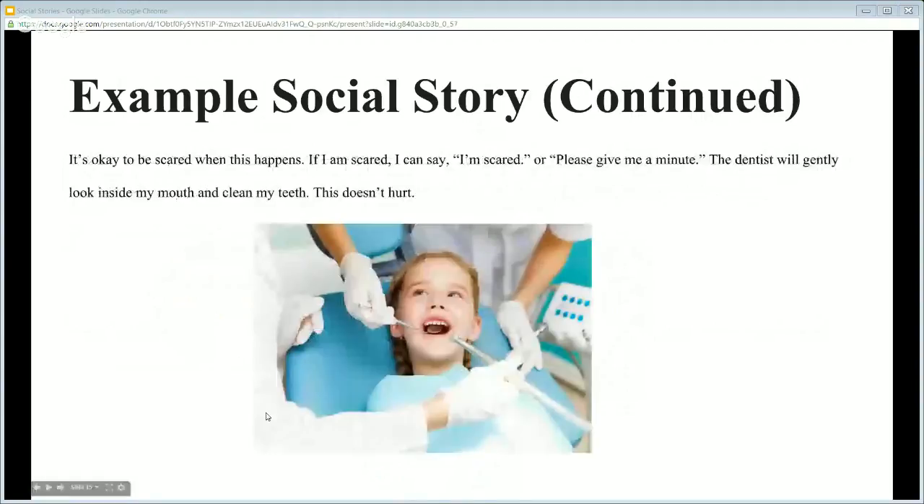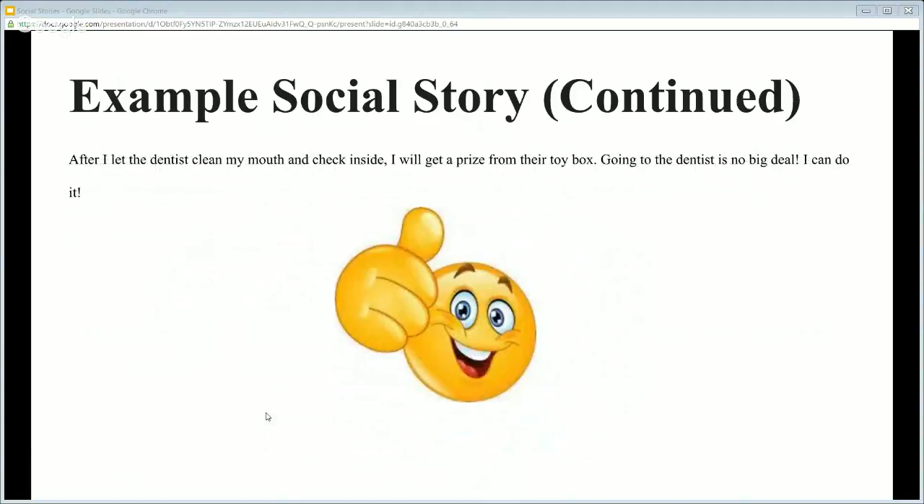It's okay to be scared when this happens. If I am scared, I can say, I'm scared, or please give me a moment or minute. The dentist will gently look inside my mouth and they will clean my teeth. This doesn't hurt. After I let the dentist clean my mouth and check inside my mouth, I will get a prize from their toy box. Going to the dentist is no big deal. I can do it.